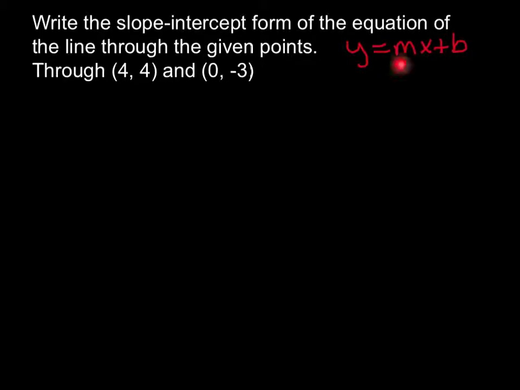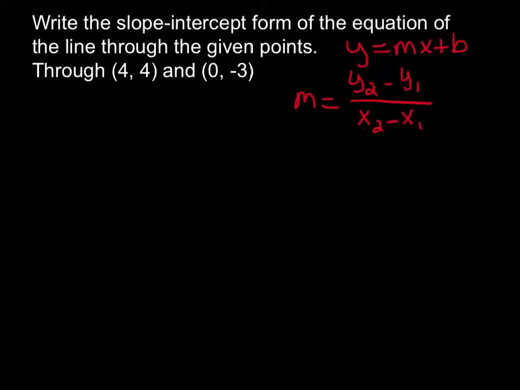So the first step is going to be to find m. M is the slope of the line. Now we have to remember that the equation to find the slope is m equals y2 minus y1 all over x2 minus x1.